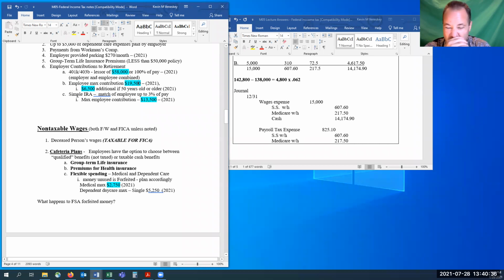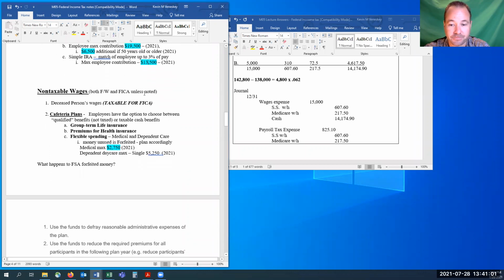The simple plans are a lot easier to use. There are not such strict guidelines. So to compensate for that, to make sure it's not being abused, they definitely lower the limit a lot compared to these two. In tax class, we go through this a lot more. I just wanted to give you a brief overview of how much you can put away into a retirement plan and that not be taxed.